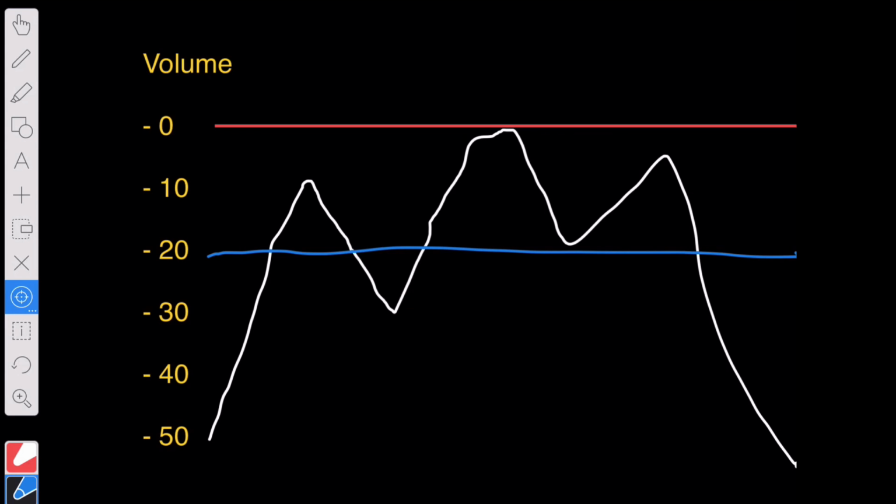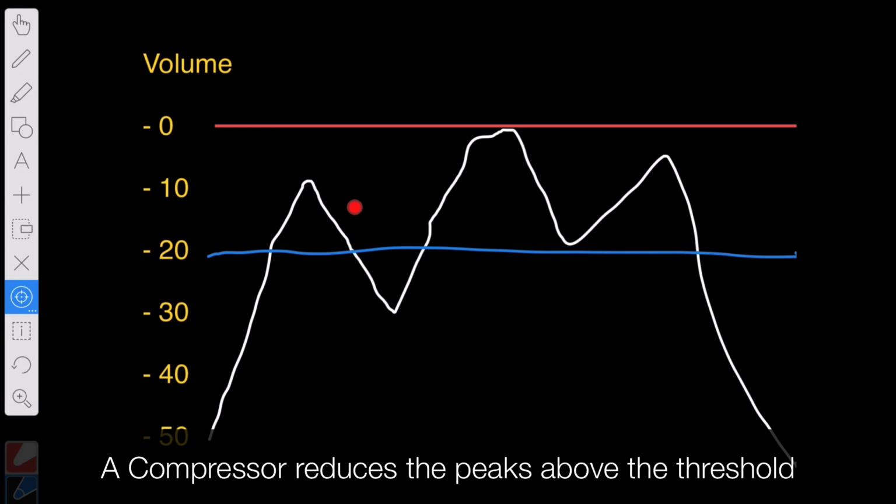So basically, the compressor will compress the peaks that go above this threshold that you set on your compressor unit, which we set at -20 decibel here.